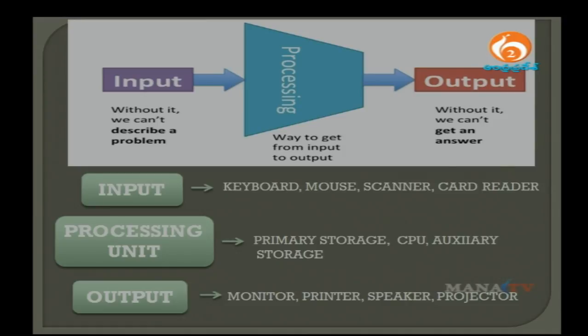Yes, so now what is output? If you can see here, output is monitor, printer, speaker and the projector. So if you can see, I'll tell you a basic example. In your computer, you will go to Google and type, please tell me the meaning of CPU. You will just type this in Google.